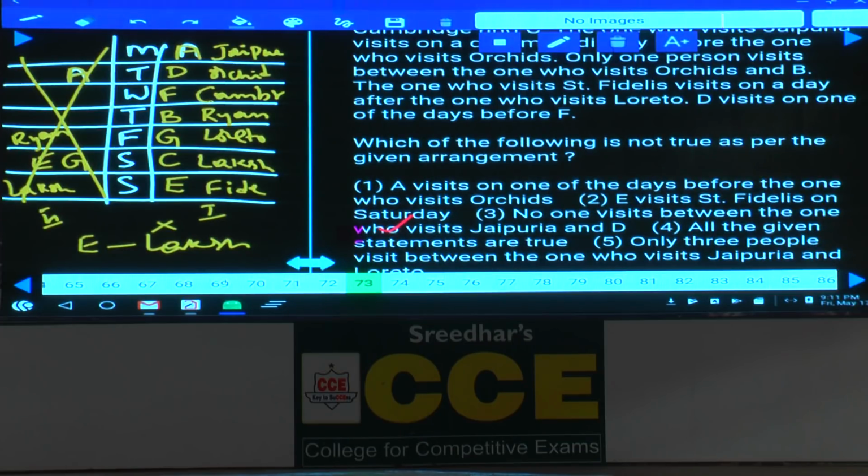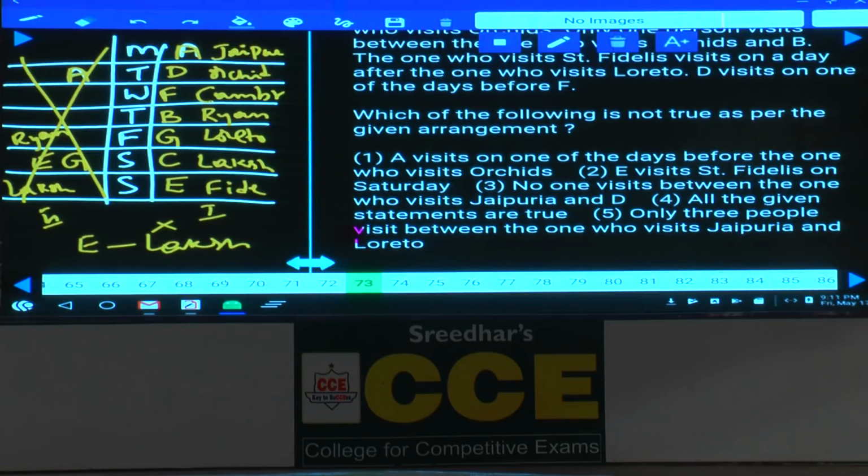Then question number 73, and which of the following is not true as per the given arrangement? A visits on one of the days before orchids. A is on one of the days before orchid, that is definitely true, isn't it? And A visits on one of the days before the day on which one visits orchid. A is before orchid, that is true. Next one, E visits Saint Fidelis on Saturday, that is false. Then choice 1 is the answer.